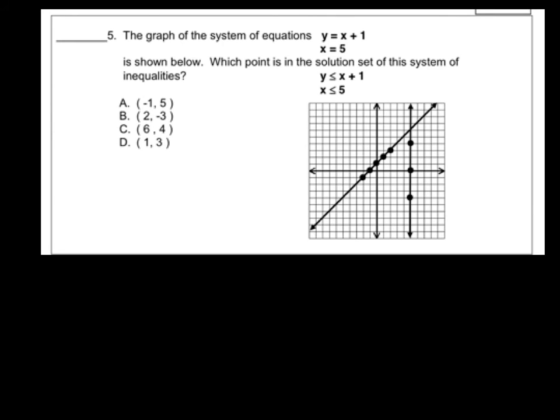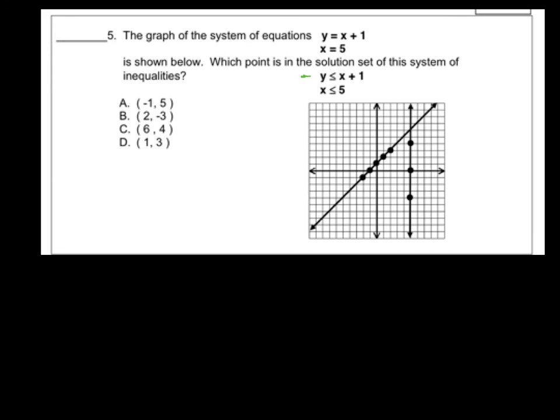For our last problem here, we do have multiple choice, so let's look at it. It tells us that the graph of the system of equations, so notice they graphed a system of equations here, y equals x plus 1 and x equals 5, is shown below. Which point is in the solution set of this system of inequalities? Notice the system of equations and the system of inequalities is the same with the exception of the symbols. So in our inequalities, we have less than or equal to's.